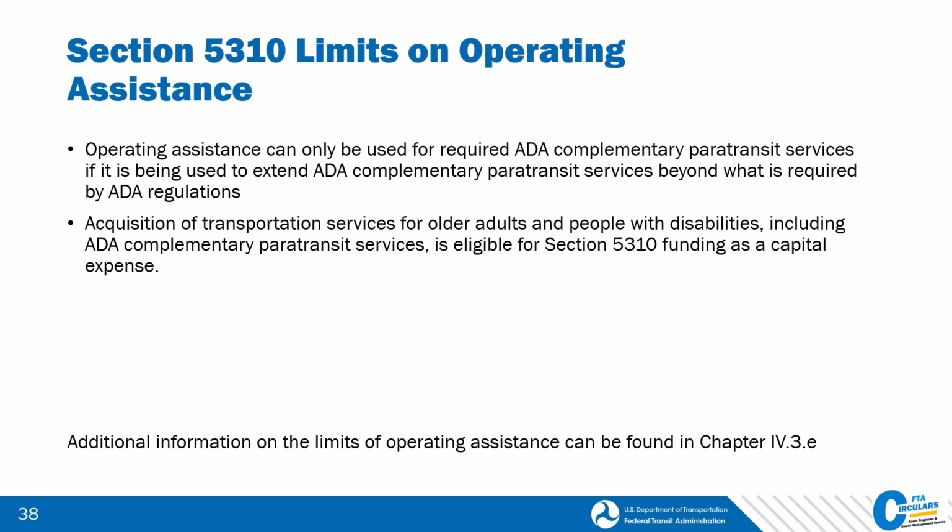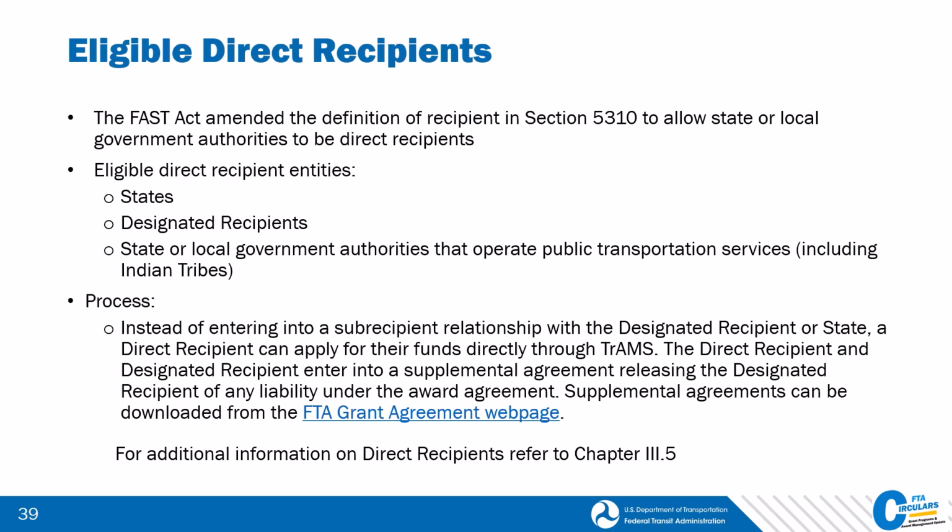Additional information on the limits of operating assistance can be found in Chapter 4, Section 3E. The FAST Act amended the definition of recipient in the Section 5310 program to allow state or local government authorities to be direct recipients. In addition to states and local government authorities, states and designated recipients are also eligible direct recipients. When this occurs, instead of entering into a subrecipient relationship with a designated recipient or state, a direct recipient can apply for their funds directly through TRAMS.